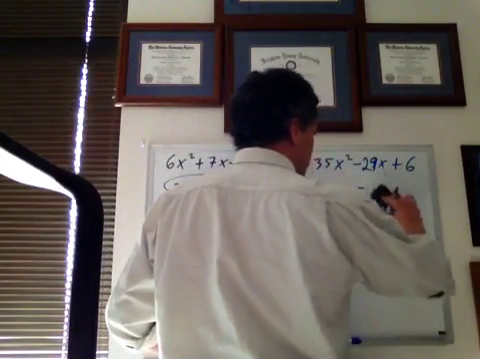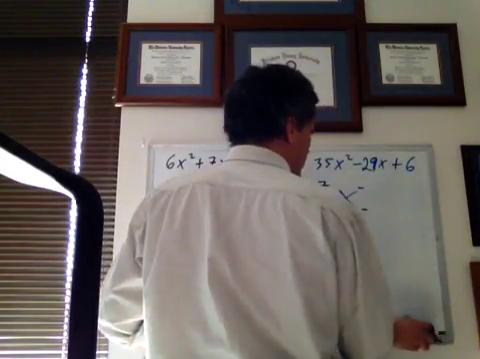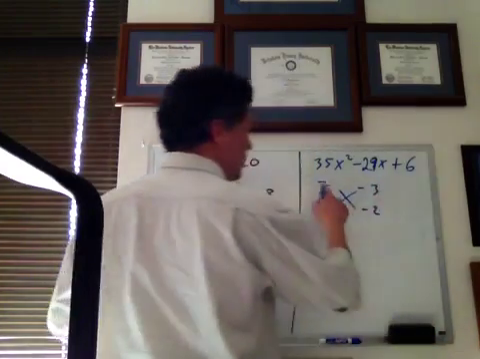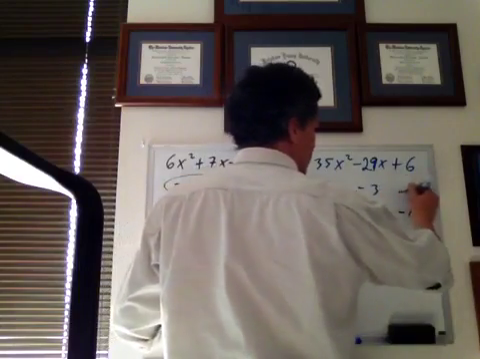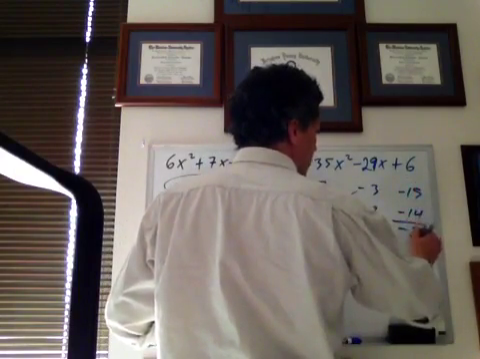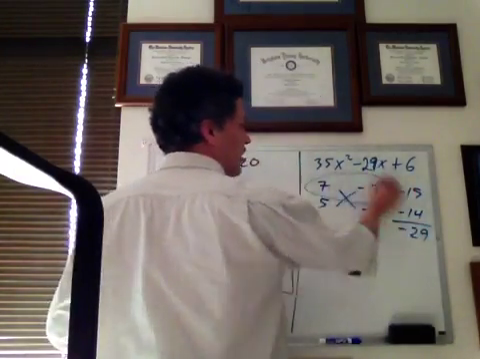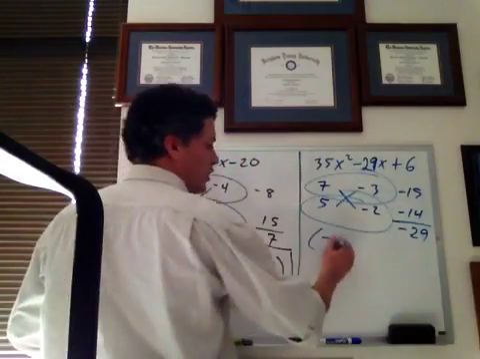When you switch these guys around, I'll put the 3 on top and the 2 on bottom. 7 times negative 2 is a negative 14. 5 times negative 3 is a negative 15. Add them together, you get negative 29. These guys match up, so boom.